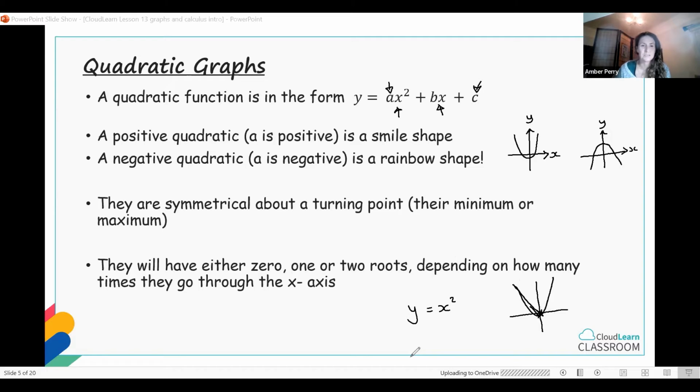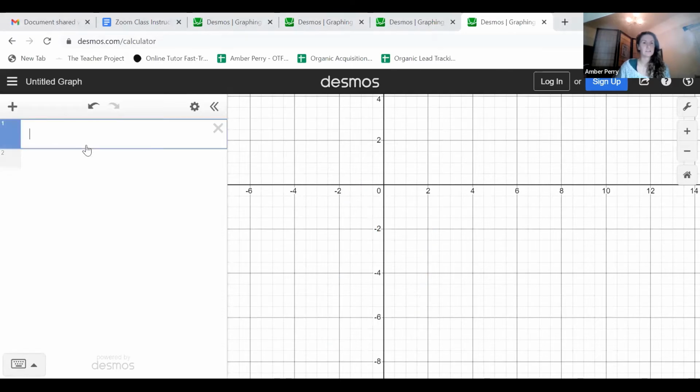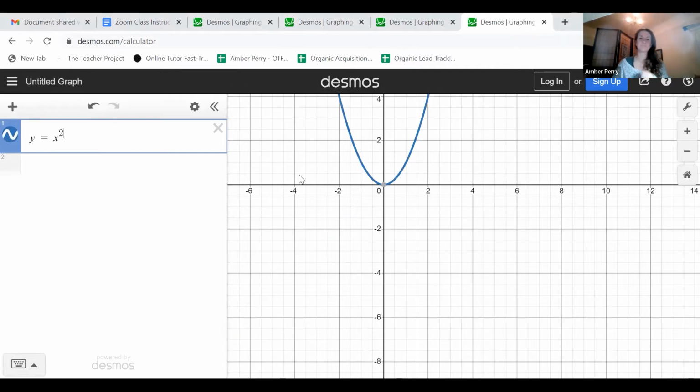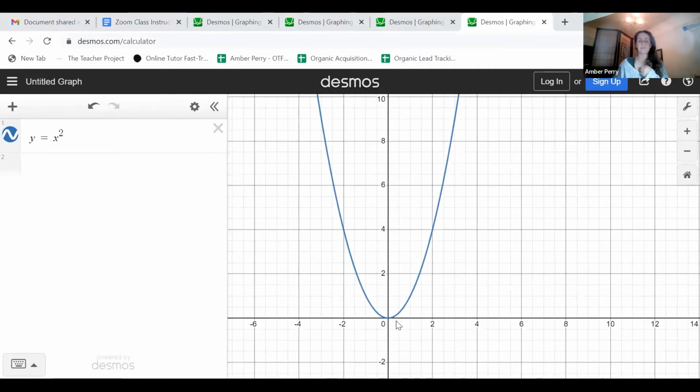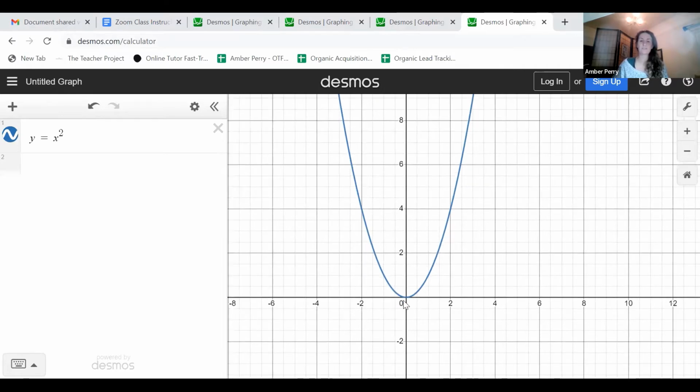I'll show you on the Desmos thing again, just so you can see it. So let's get rid of that and just look at the graph of y equals x squared. Okay, so you can see that it just has one what's called a root. That's where it hits the x-axis, and it's at that point 0, 0. Okay, so it's just got one solution.